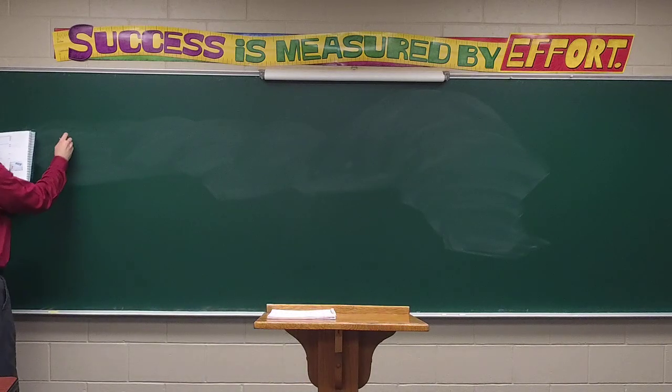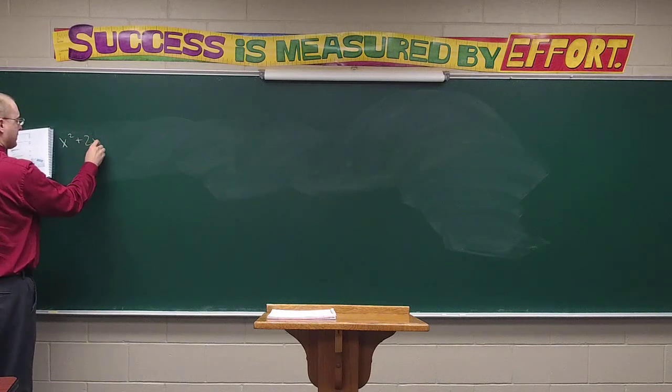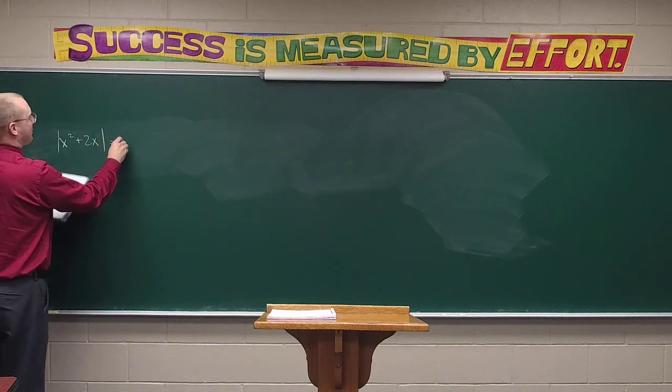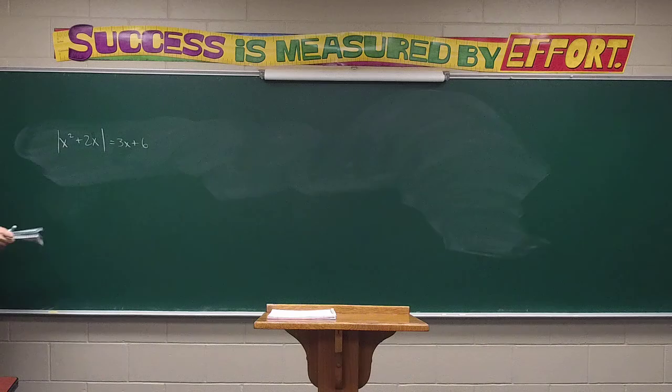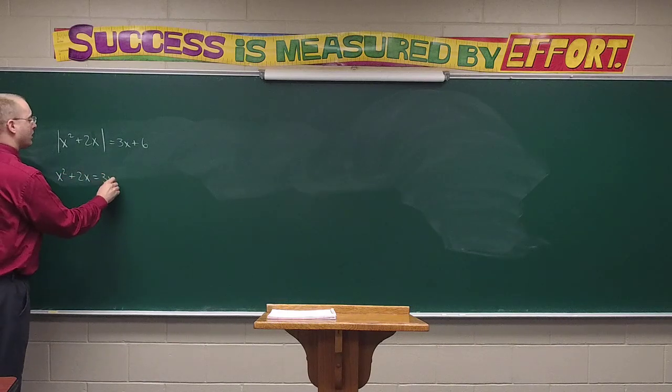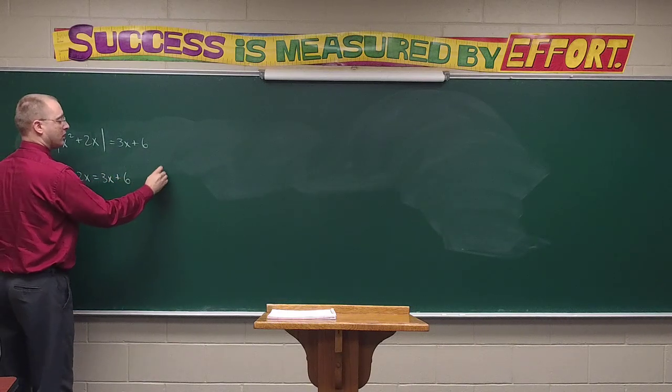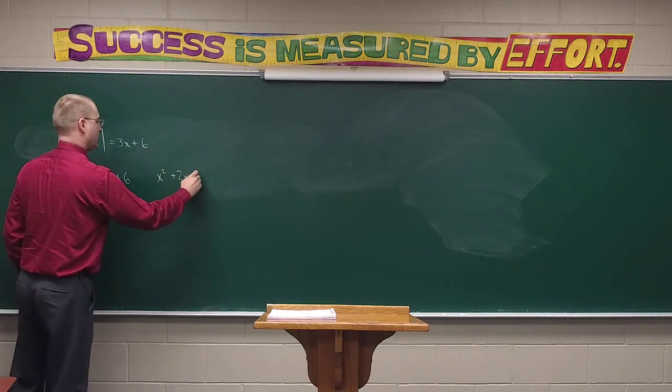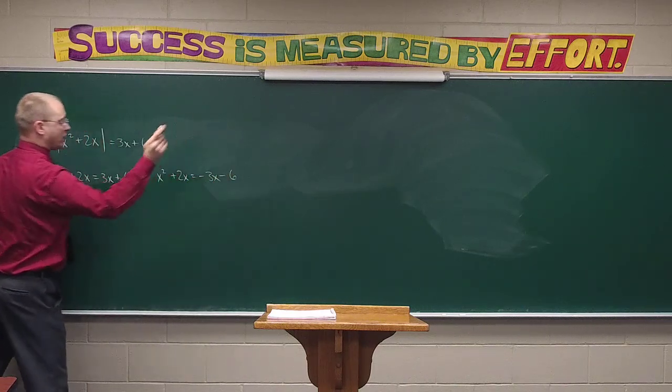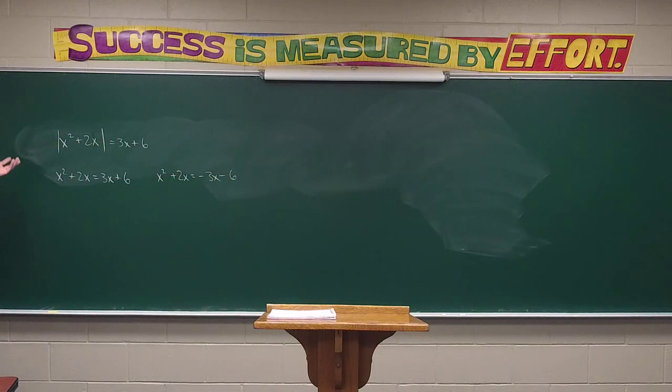So number 5, we have the absolute value of x squared plus 2x equal to 3x plus 6. We're going to turn this into 2 separate equations: x squared plus 2x equals 3x plus 6, and x squared plus 2x equals negative 3x minus 6. And then notice we just have a couple of little quadratics.